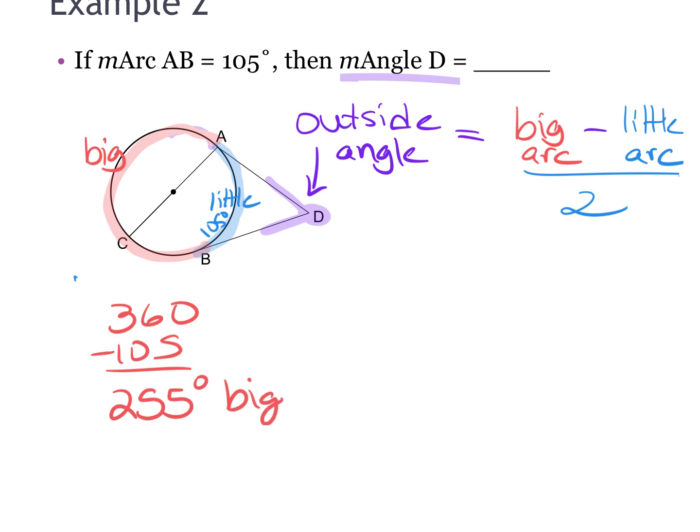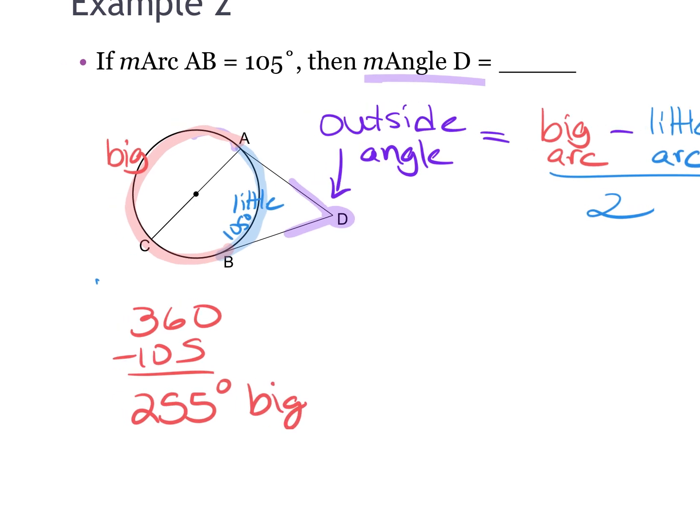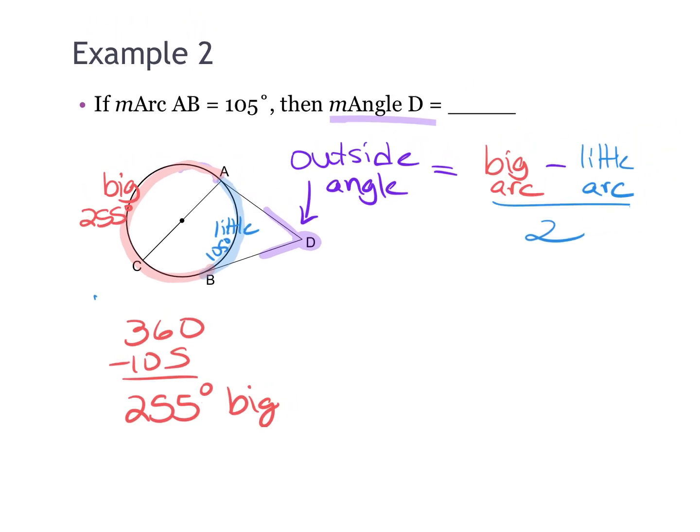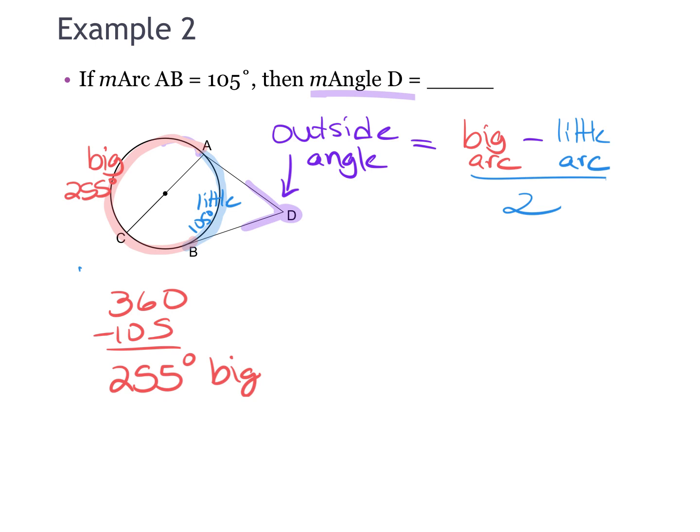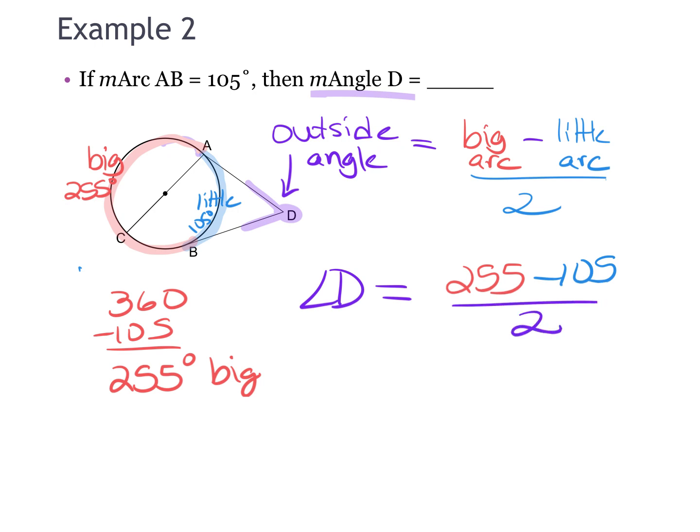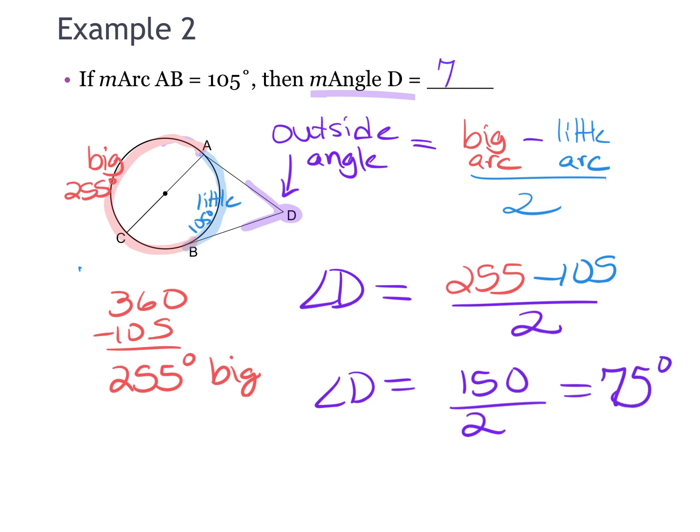This only works when it's two tangents. So this is 255. Now I can plug in these two numbers to get angle D. So angle D is going to be big arc, 255, minus little arc, which is 105, and then divide by 2. So angle D is equal to 255 minus 105, divided by 2, and angle D equals 75 degrees.